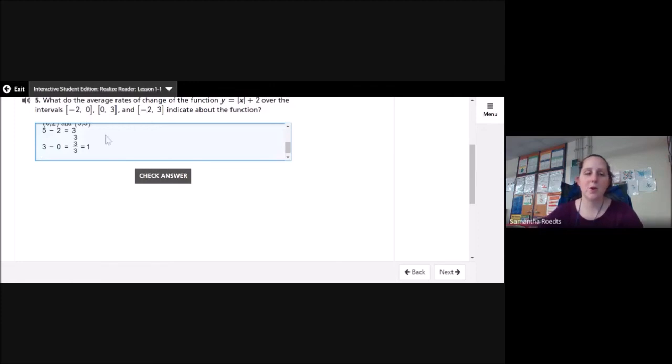And then my last was over all of these points, so -2, 4, and 3, 5. Okay, so I subtract my y values. 5 minus 4 equals 1. 3 minus -2 equals 5. So I get 1/5. So since the rates of change vary, the function is nonlinear.